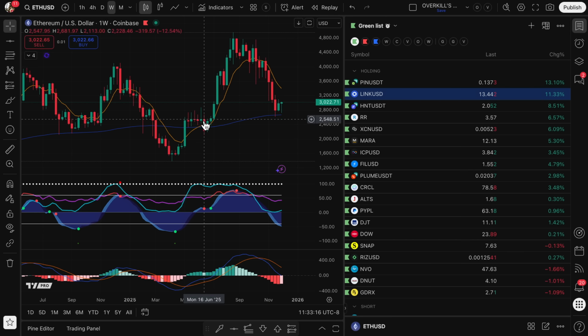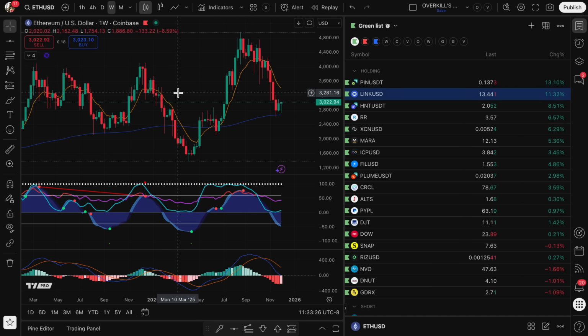ETH, same thing. Nice reversal today. Back over 3K, baby. Let's go. We're sending the bears back to the cave.